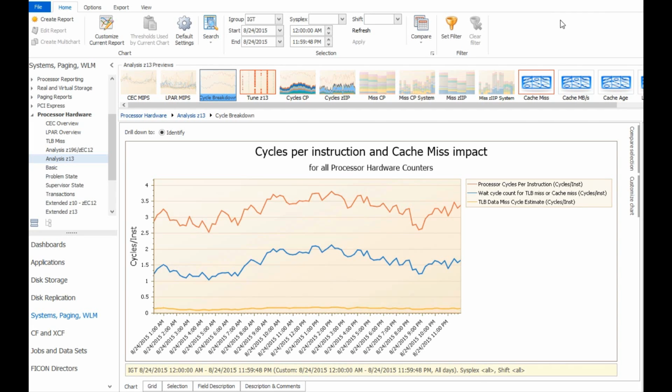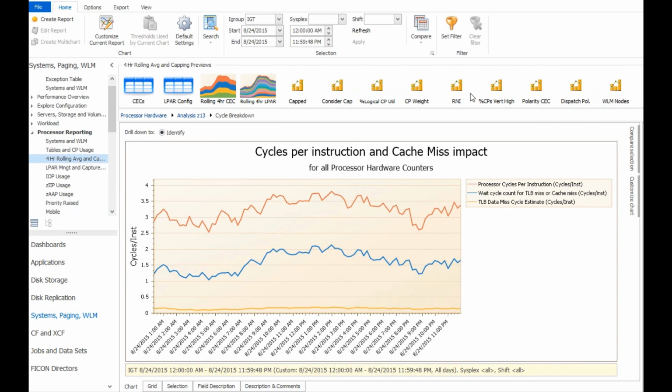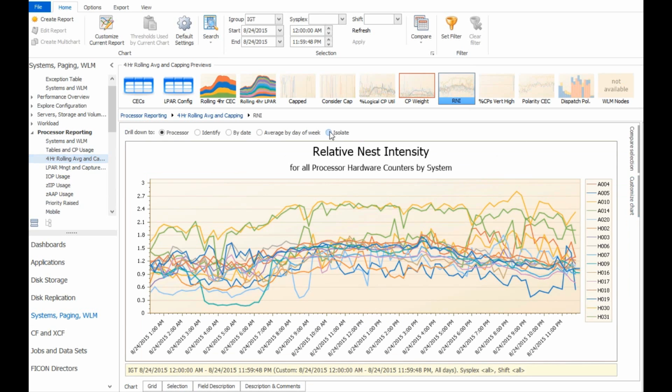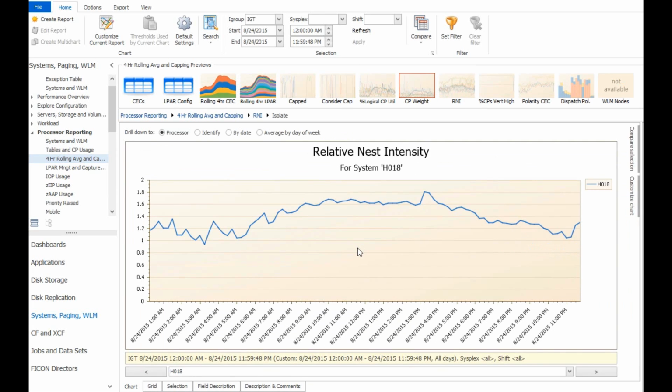Fortunately, IBM provides a metric that correlates very closely to that, and it's RNI, relative nest intensity. So here we'll pull up RNI for the systems in this environment and zero in on one in particular. So this is the relative nest intensity for this interval.